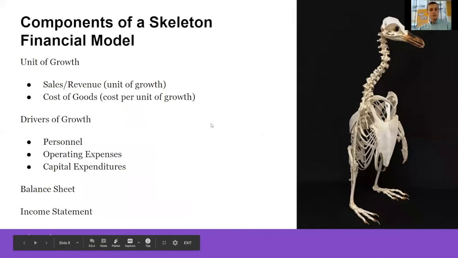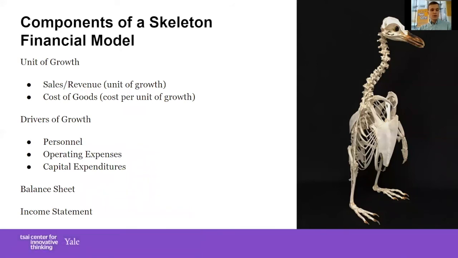So what goes into a good financial model? There are 4 fundamental components of a good financial model. These are also tabs in the template spreadsheet. Units of growth, typically reflected by sales or revenue and the cost of goods you produce. Drivers of growth, aka things you need to pay for in order to get the growth you want. The balance sheet, detailing your business's financial standing at a given moment in time, and the income statement, which reports your business's profits or losses over a specified period of time.